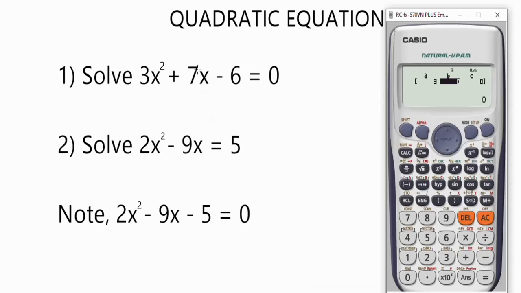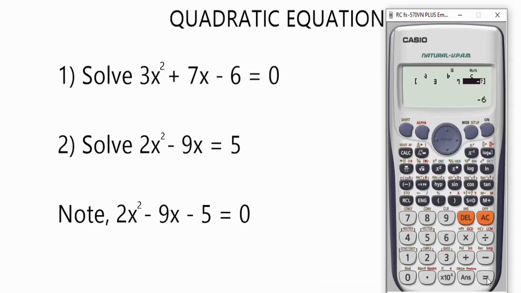Then the coefficient of 7x, which is our b, will be 7. Alright, then our constant here is negative 6, or minus 6. Alright, a constant in math is simply a number without a visible variable or unknown attached to it. Alright, so press equal to. Now let's press equal to again to get our values.